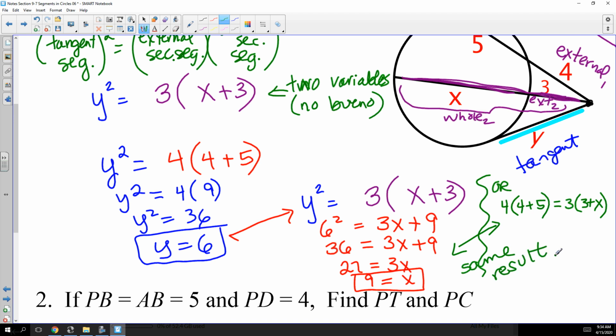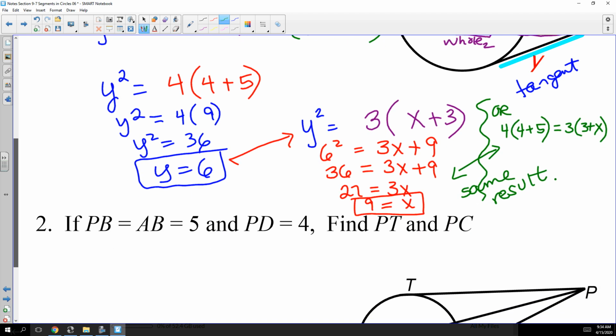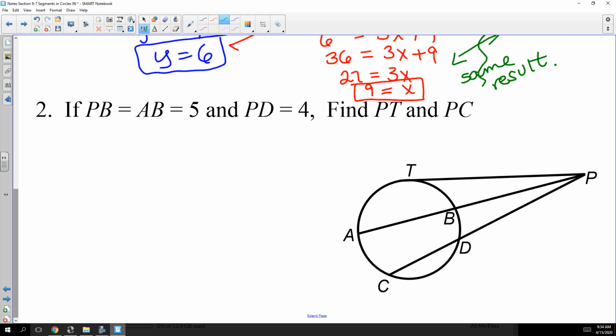It's not going to be any different. All right, let's try something a little bit more challenging. Okay, we know the length of PB is equal to the length of AB, which is 5, and the length of PD is 4, and we want to find the length of PT and the length of PC. Remember that pictures are not drawn to scale. I'm never going to draw pictures to scale, but let's put all the information in here.